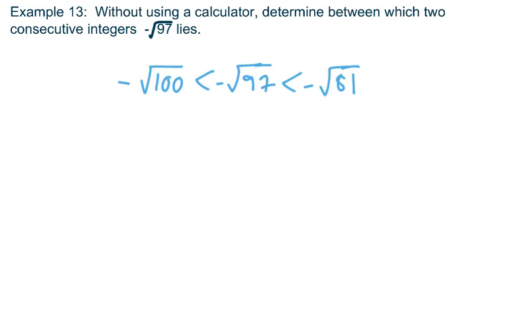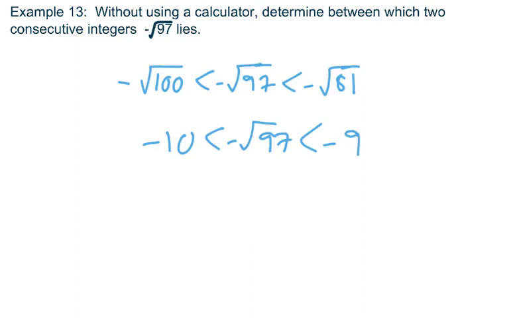So the negative principal square root of 100 is less than the negative square root of 97, is less than the negative principal square root of 81, and that tells me that the negative principal square root of 97 is between negative 10 and negative 9.